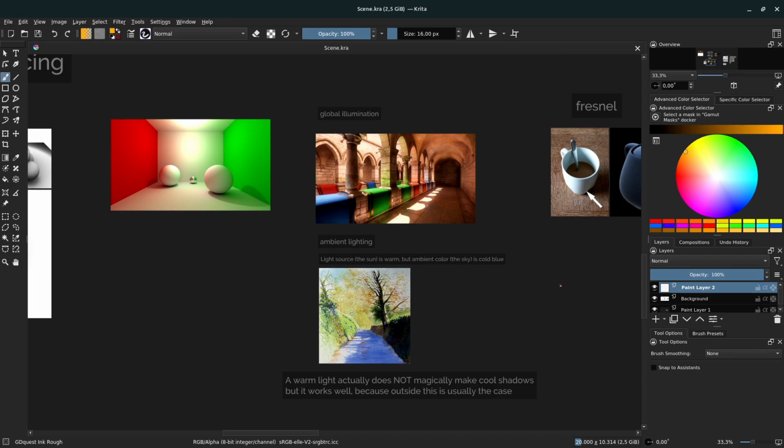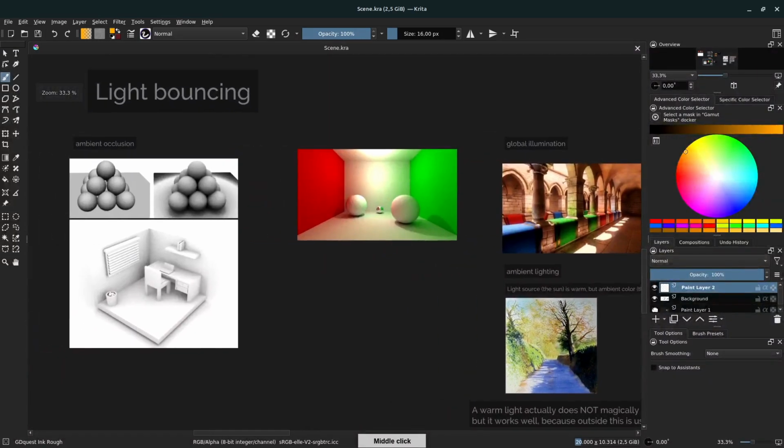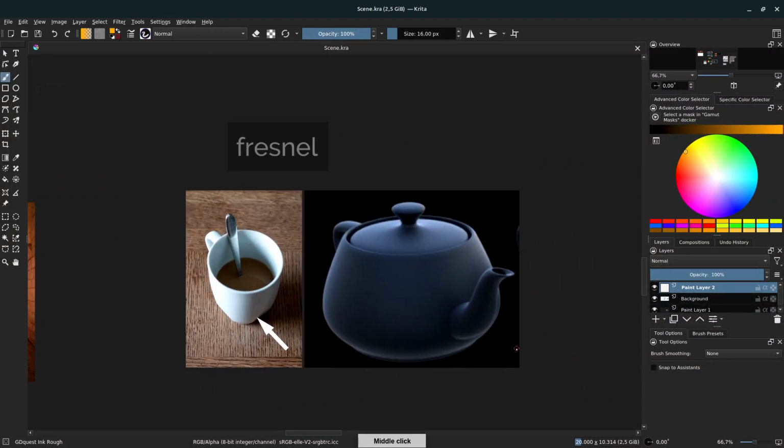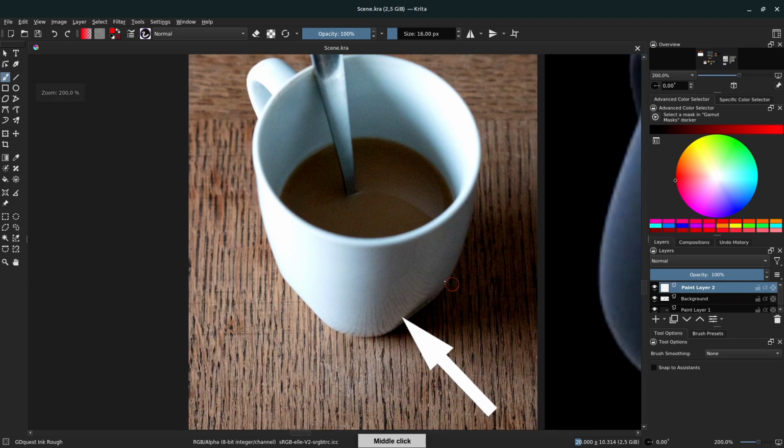Moving on from ambient light. A lot about ambient light and ambient occlusion here. Let's go to the last subject: Fresnel. What is Fresnel? Let's look at this cup.